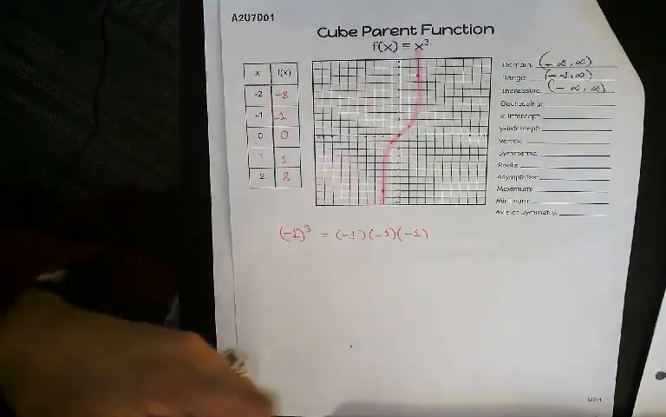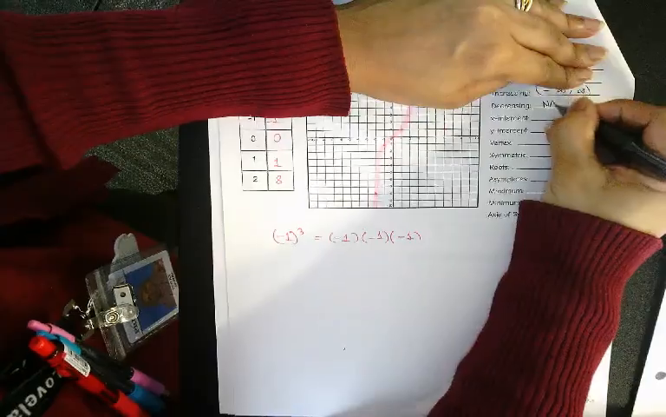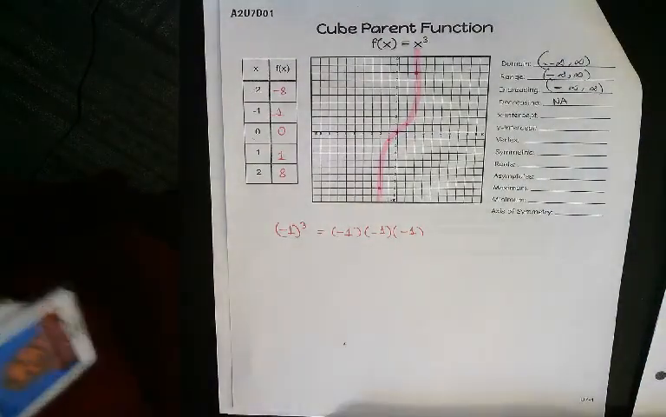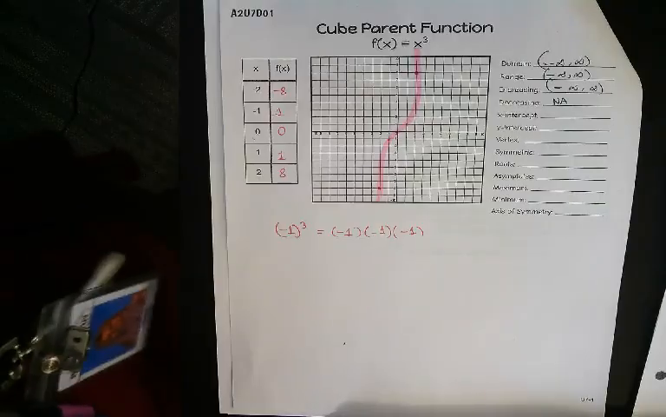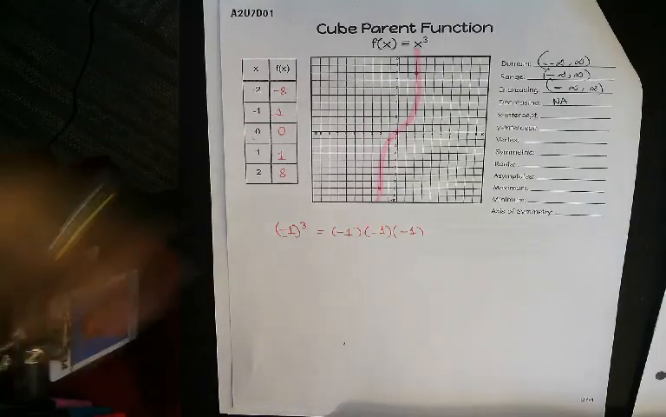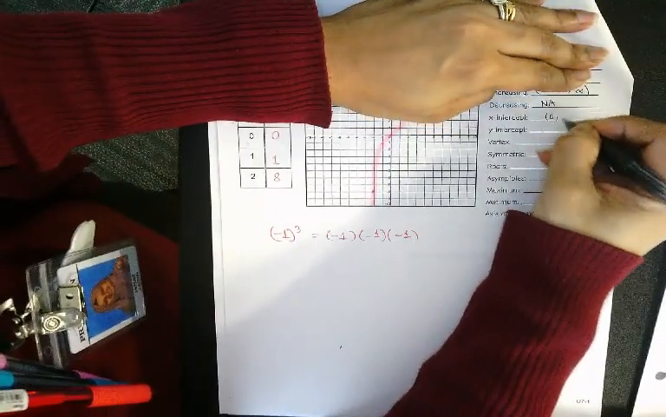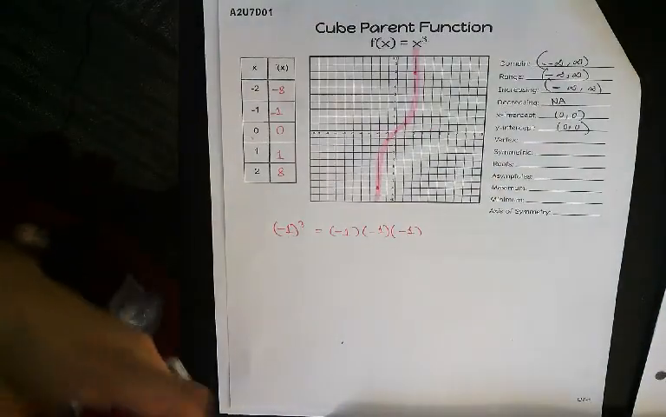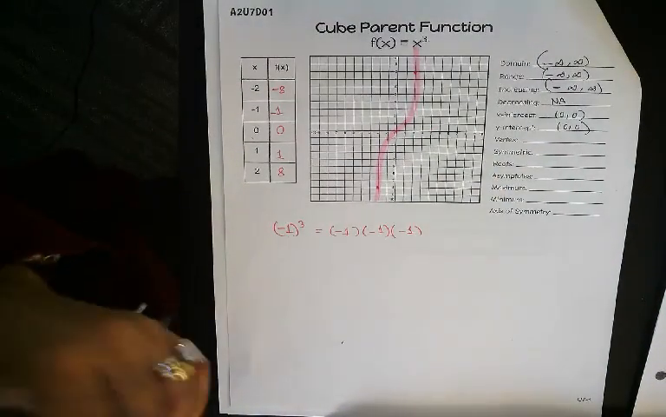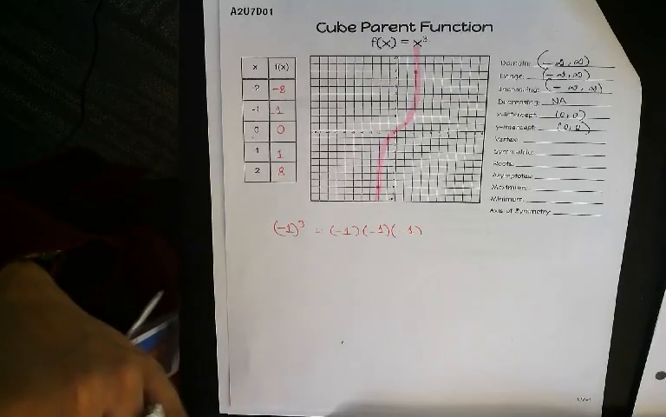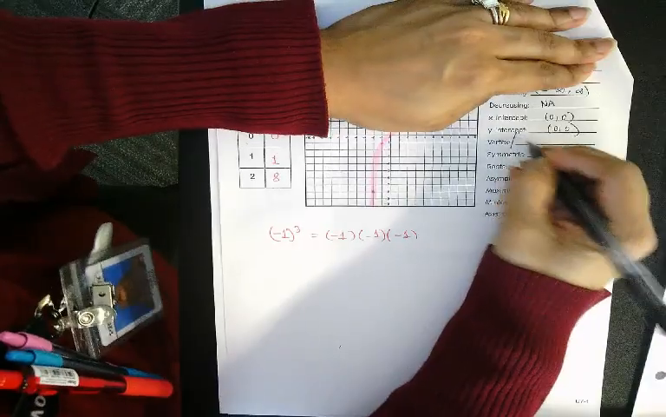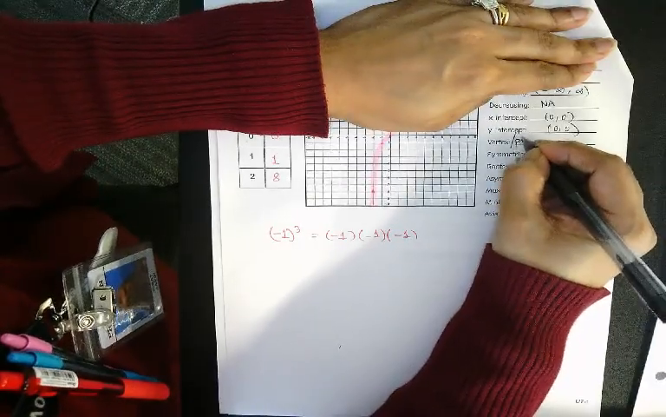Decreasing, is it decreasing anywhere? Since it's increasing from negative infinity up to an infinity, it cannot decrease. X-intercept, do we have it? What is the x-intercept? 0. What is the y-intercept? 0. Vertex. Vertex is where you are changing the direction or the point of inflection. That's going to be also 0, 0. It's also called the point of inflection.